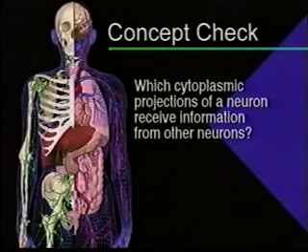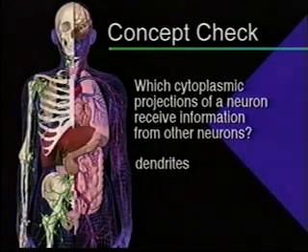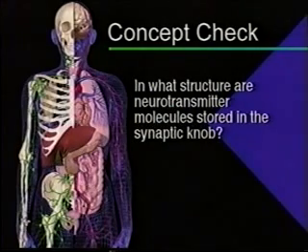Which cytoplasmic projections of a neuron receive information from other neurons? In what structure are neurotransmitter molecules stored in the synaptic knob?